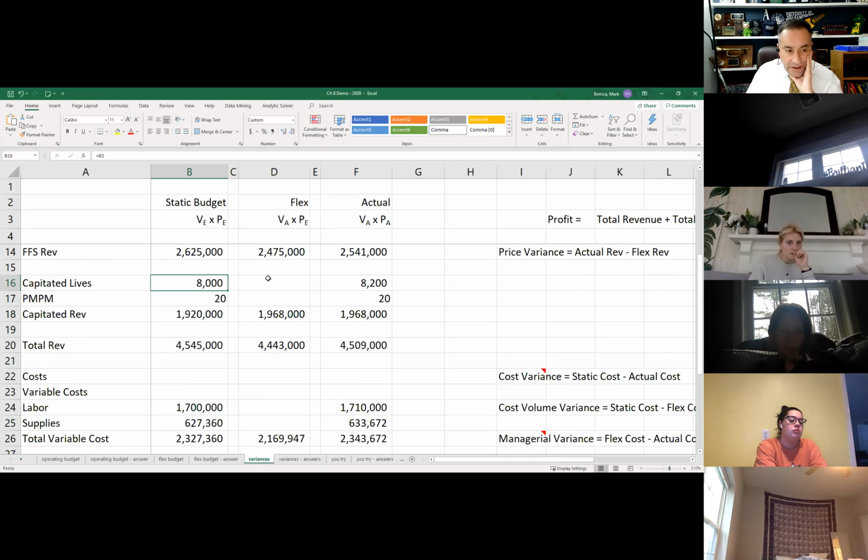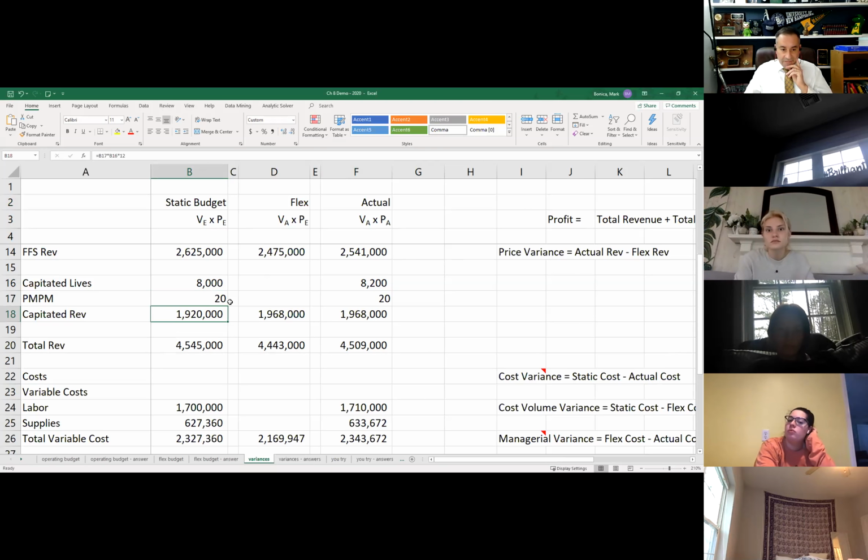estimate. So I had an expectation of 8,000 capitated lives. I actually had 8,200. So they thought they were going to have 8,000, but over the course of the year, they averaged 8,200. So they had an increase in the number of capitated lives. They had a per member per month contract with the insurance company to pay $20 per member per month. And remember, the capitated revenue is not tied to the actual number of visits that the capitated patients do. It's completely independent.